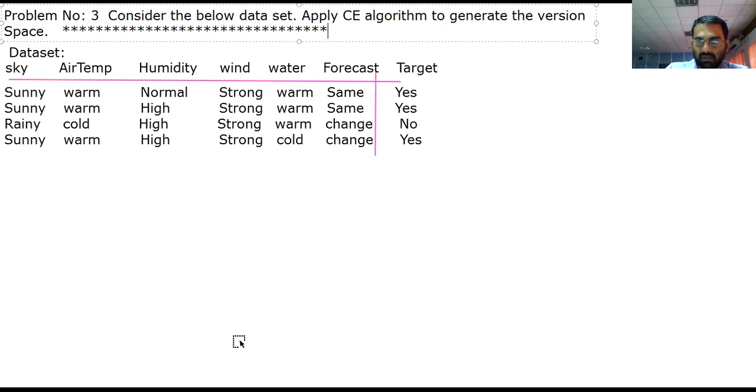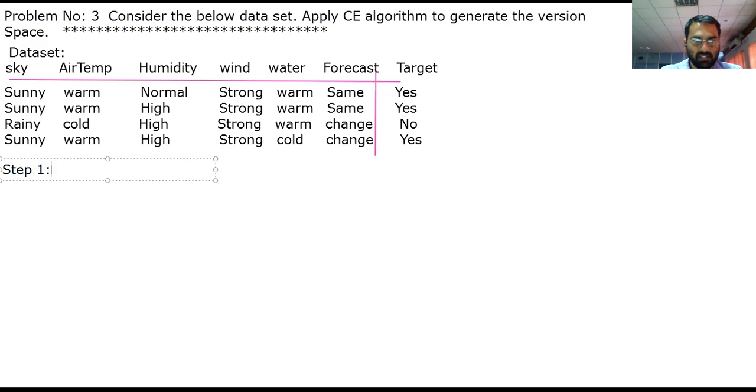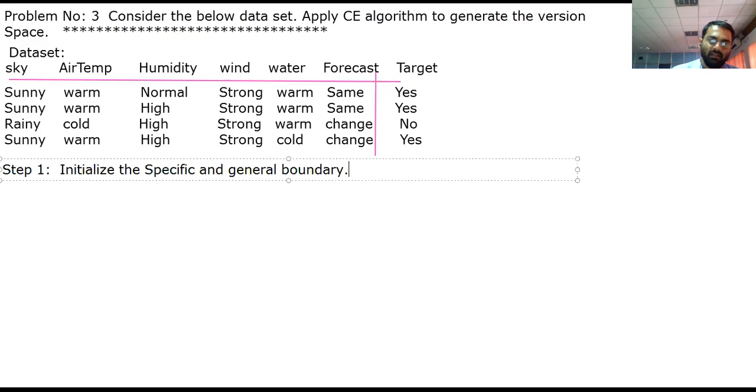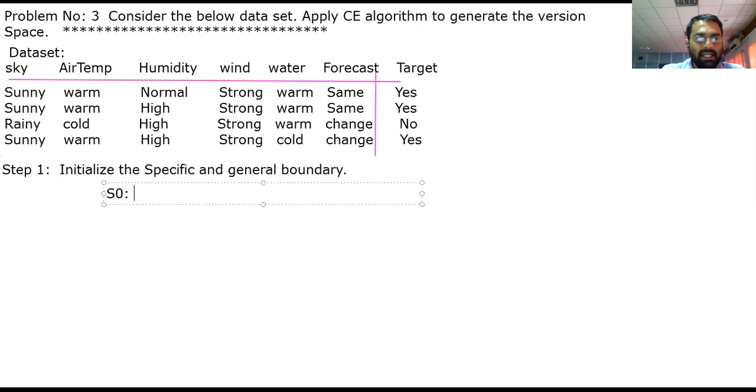As I have explained to you in the last class, the very first step is to initialize the specific boundary as well as the general boundary. So this is the first step. Now I'm going to initialize the specific boundary. The specific boundary is represented by S naught. Initially this data set contains 6 attributes. Therefore, null 1, null 2, null 3, null 4, 5 and 6.